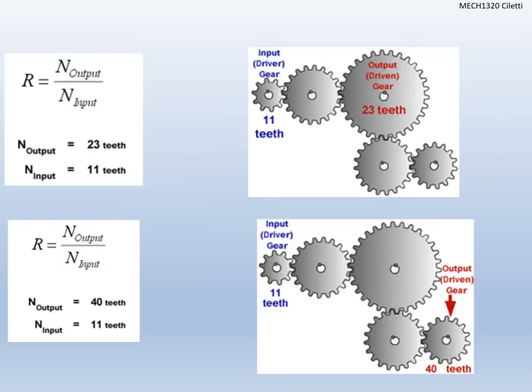All right, we can use different ways to get the ratio. This is still reviewing from the last lecture. We can say the output over the input, and N is representing the number of teeth. So in this case, it's 23 divided by 11, which is 2.09, or in the bottom example, we have 40 divided by 11, which is 3.63. So there's how we're going to know our ratio.